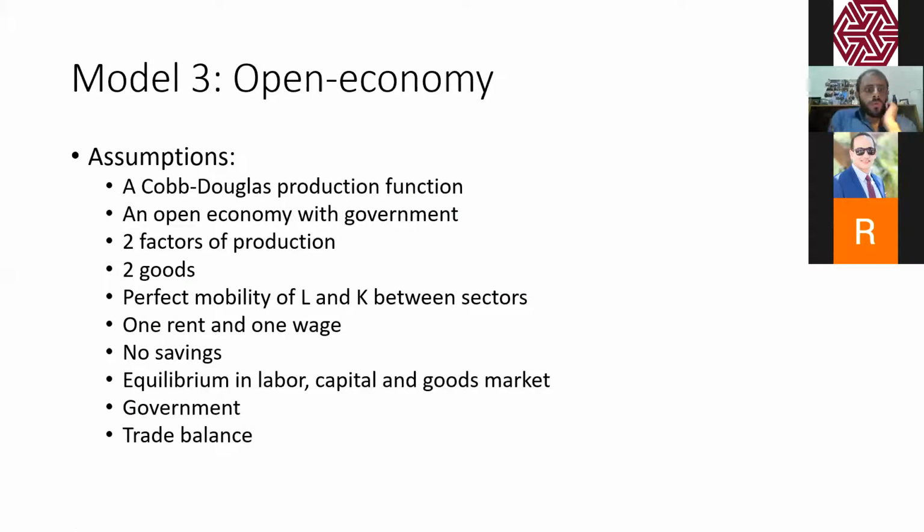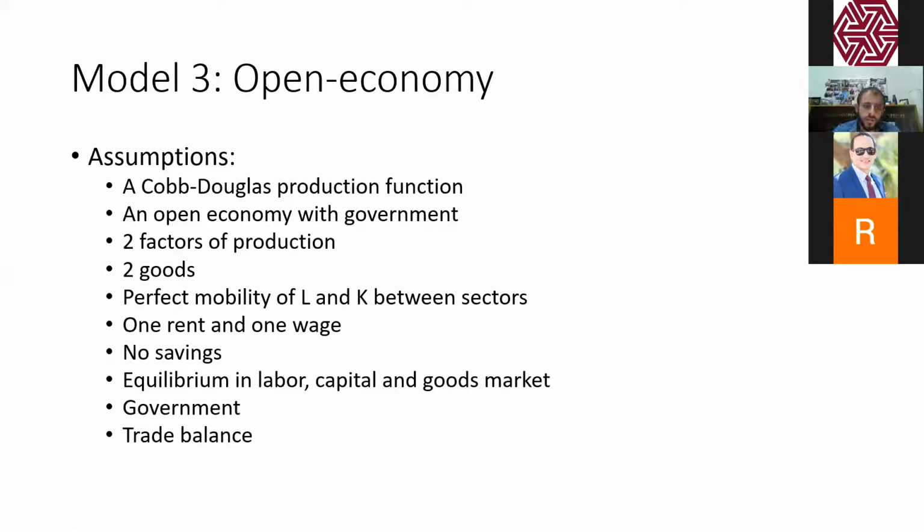Okay, so now we're going to change the model a bit. We still have a Cobb-Douglas production function, but now it's an open economy with government, and that's the fundamental change with respect to the simple model. We have two factors of production. We have two goods, perfect mobility of labor and capital between sectors. We have one rent and one wage.